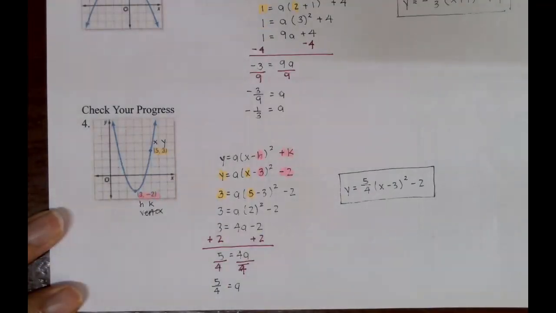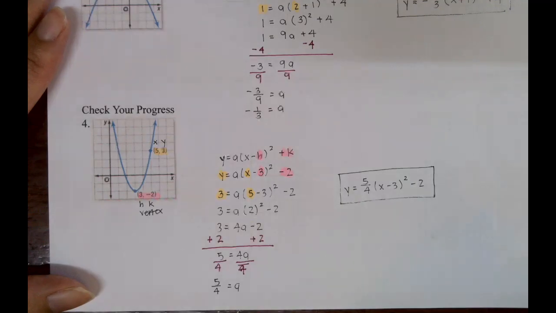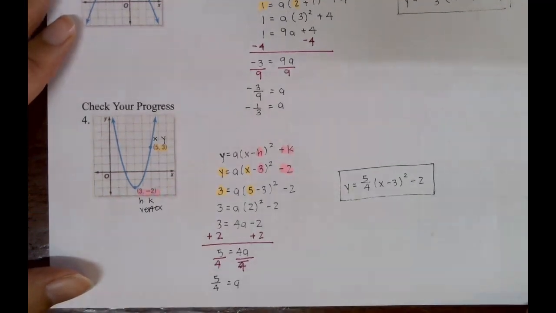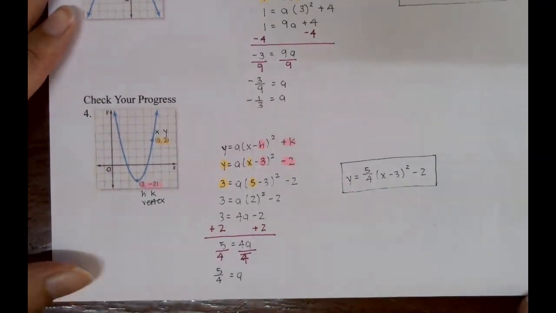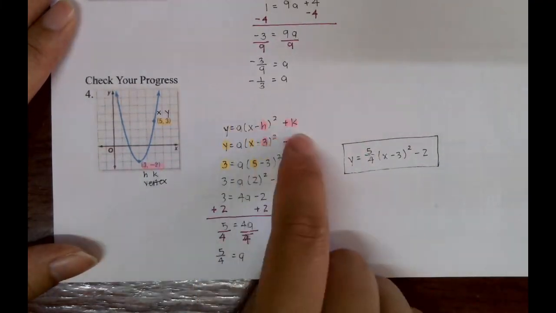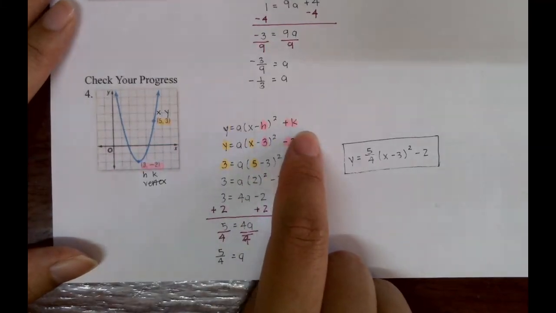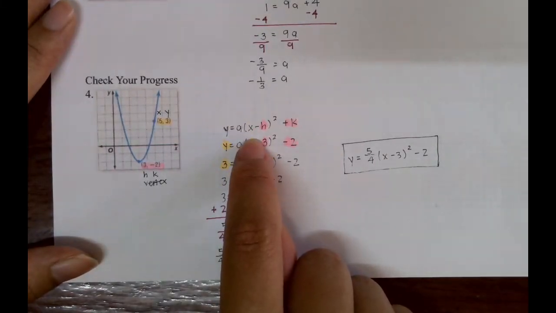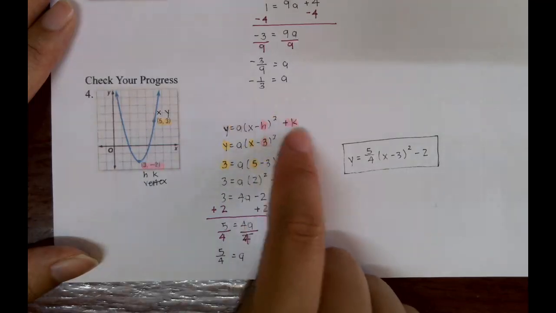Okay, you should have gotten y equals 5/4 times the quantity of x minus 3 squared minus 2. Okay. If you got that right, you can get started on your homework. If not, here's your explanation. Okay. So again, this is the generic vertex form for a quadratic. y equals a quantity of x minus h squared plus k.